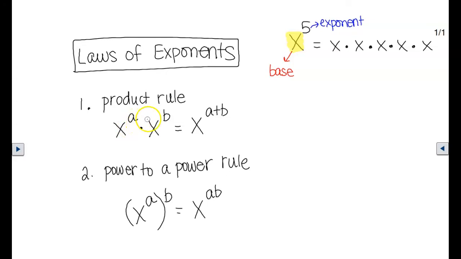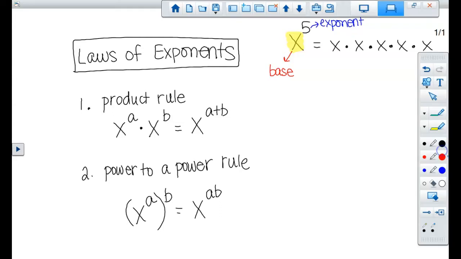So the product rule is for multiplication problems. It tells us that we can add exponents when the bases are the same. And the power to a power rule tells us what to do when we're raising a power to another power. And in that case, we multiply those exponents together. And what we're going to do today is add on 3 more exponent rules. So here we go.